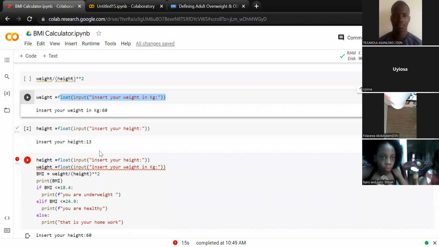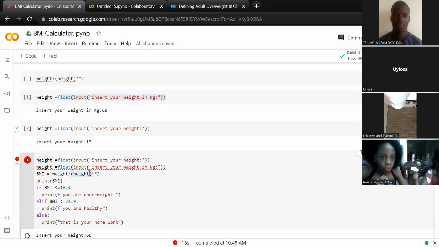We've done this, and now we also create a variable BMI, which is our formula for BMI: weight divided by height raised to the power of 2. Now, if we measured our height in centimeters, we would be dividing by 100. It's just the formula. But if it is in meters, then we leave it as weight divided by height raised to the power of 2.